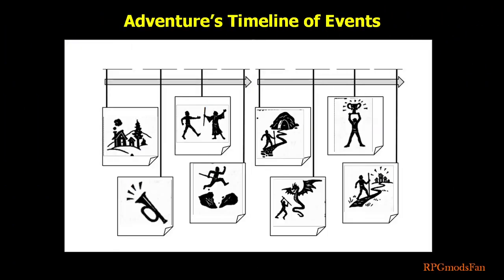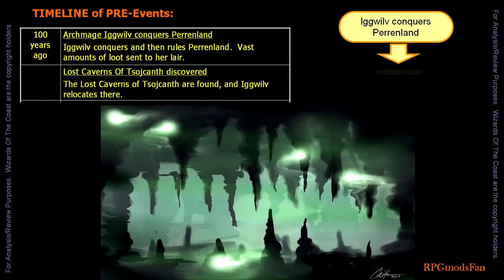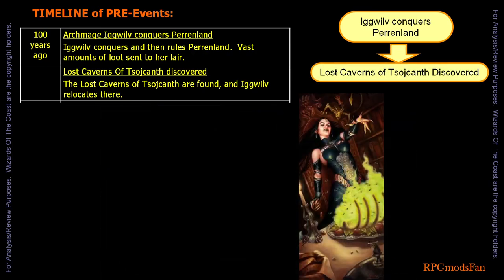I will now discuss the module's timeline of events. My apologies in advance. I will be repeating a few things that I have already talked about before. Nearly a century ago, the Archmage Iggwilv and her evil minions conquered the marches of Perrinland. Vast amounts of loot and treasure were sent to Iggwilv's lair. Then the Lost Caverns of Tsojcanth was discovered, and Iggwilv relocated there and ruled her domain from there. She conducted many arcane experiments and rituals from there, trying to further increase her powers.